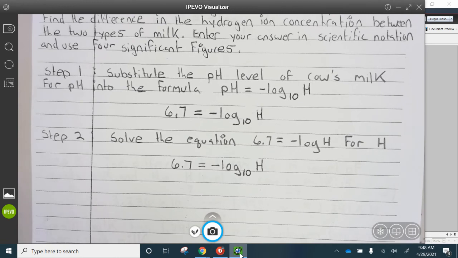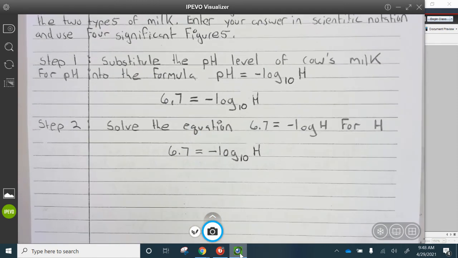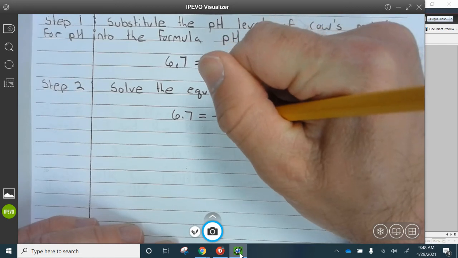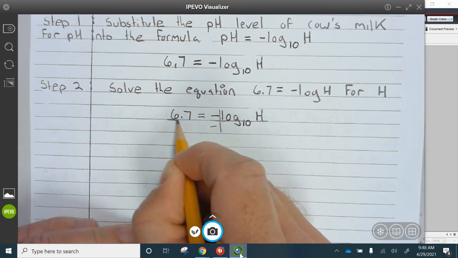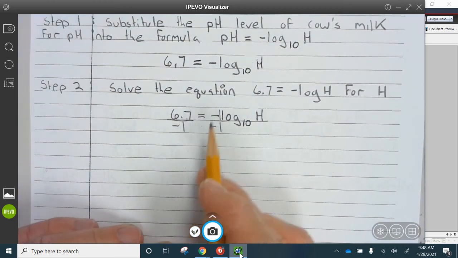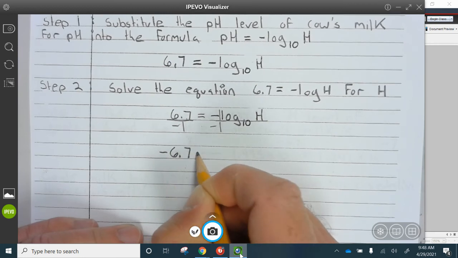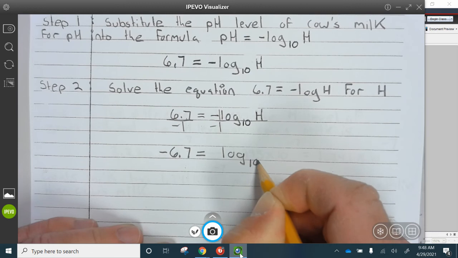Step 1. Substitute the pH level of cow's milk for pH into the form of pH equals negative log base 10 of H. So 6.7 equals negative log base 10 of H. Step 2. Solve the equation. So the first thing we need to do is, technically that's a negative 1 right there. So we're going to divide both sides by negative 1. Well, 6.7 divided by negative 1 is negative 6.7. A negative divided by negative is a positive, so that's log base 10 of H.